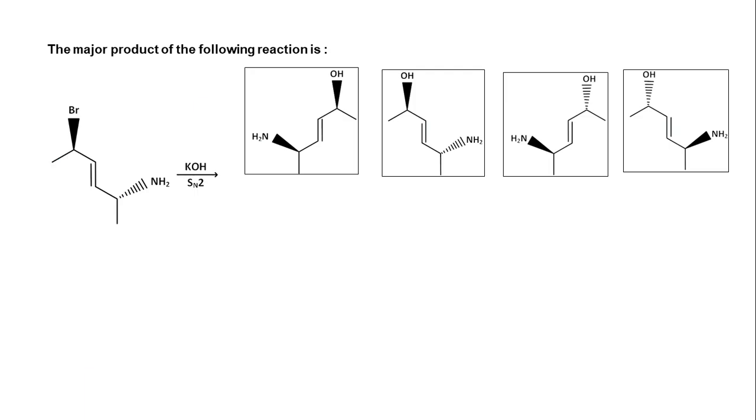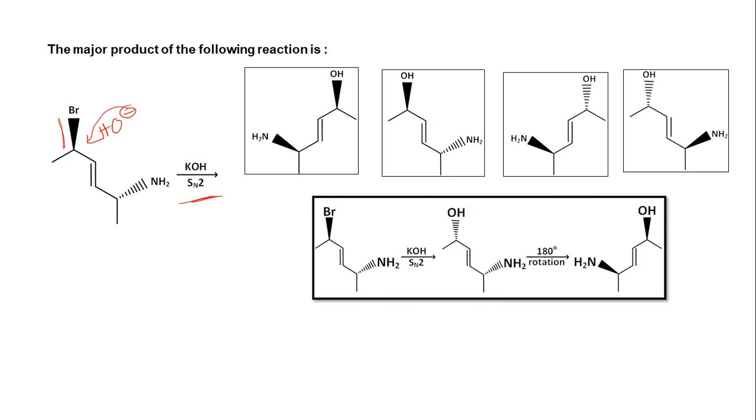The major product of the following reaction. Here, in presence of KOH and SN2, this information is given. That means when HO minus will attack from the opposite side, this bond which is above the plane will now be below the plane. So if you consider this reaction, it will be like this. Now it is below the plane.